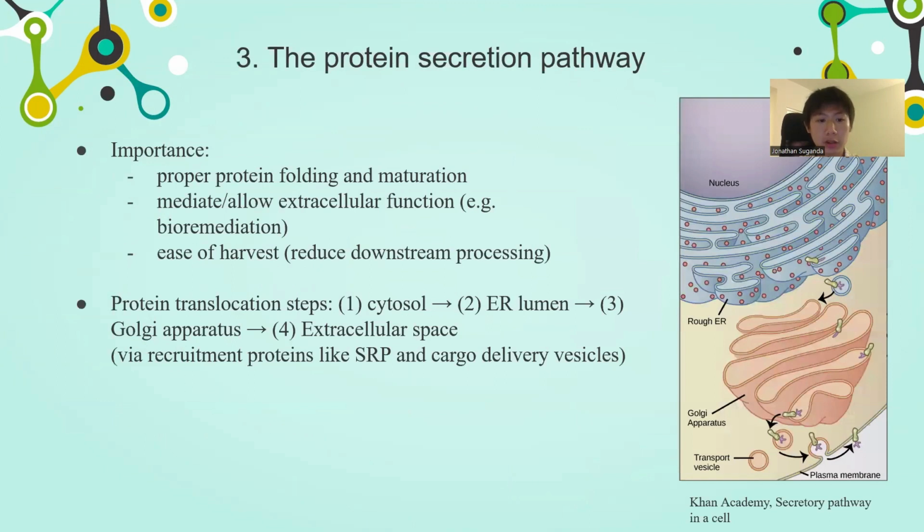The motivation for this is the importance of secreting proteins into the extracellular environment. It allows for proteins to properly fold and mature, as well as the function of synthetic circuits in the environment, like bioremediation. Another crucial application is the ease of harvesting proteins, reducing downstream processes and overall costs in biotechnology. And so engineering the protein secretion pathway is linked to the main processes shown, summarized as the recruitment of proteins by signal recognition particle to the ER lumen, followed by translocation to the Golgi apparatus, and finally the extracellular space.